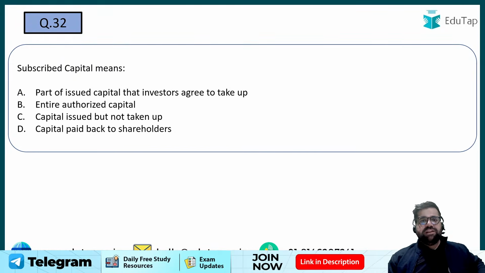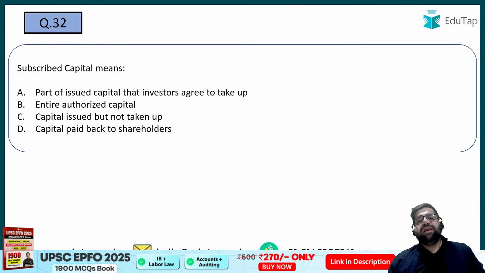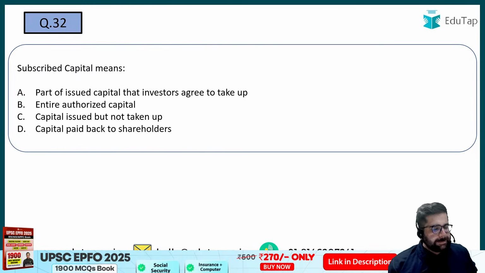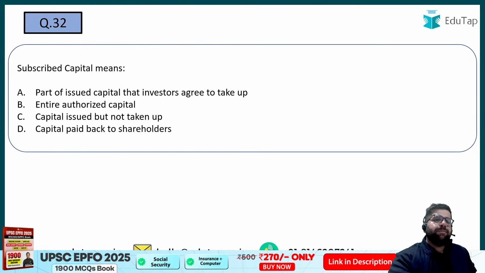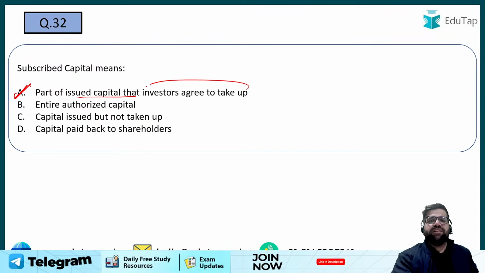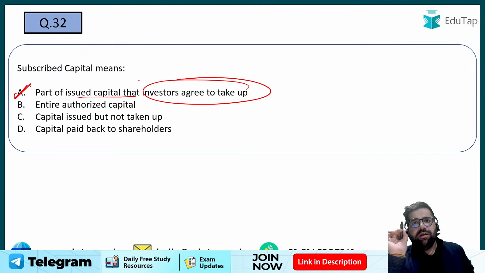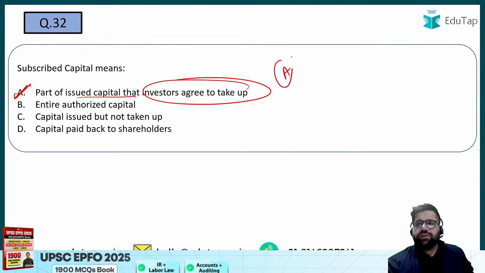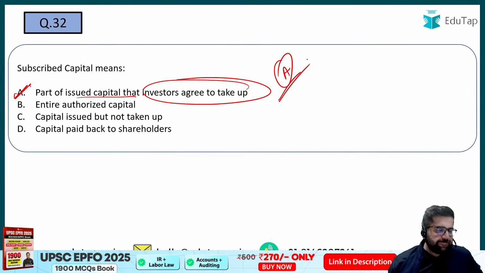So, a part of issued capital that investors agree to take up, entire authorized capital, capital issued but not taken up, capital paid back to the shareholders. Yes, subscribed capital is the part of the issued capital that investors have agreed to take up. यानी investors ने अपना subscription देने के लिए मान गए हैं. Therefore, the correct answer over here will be option number A.